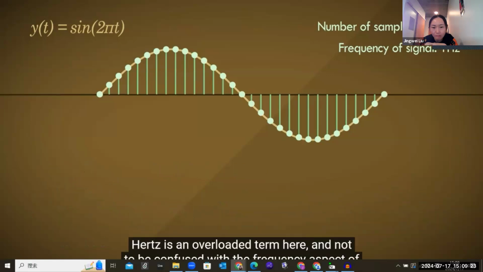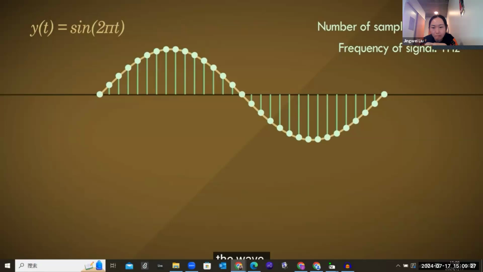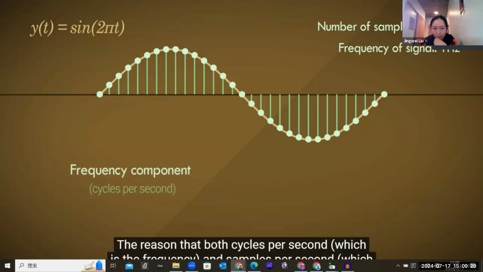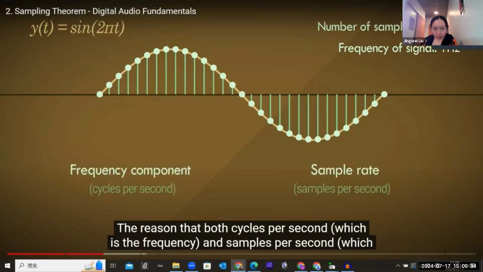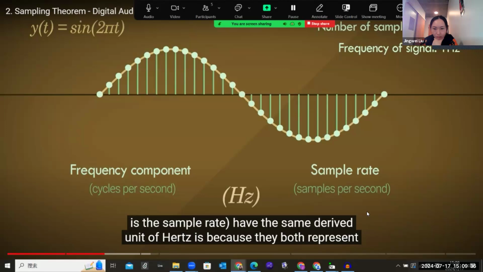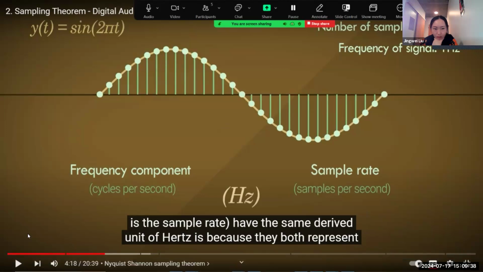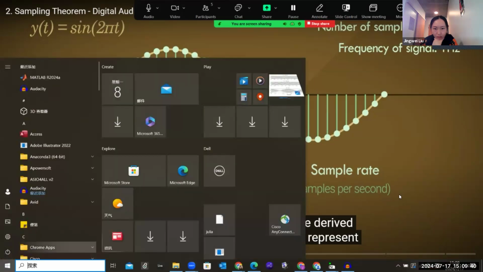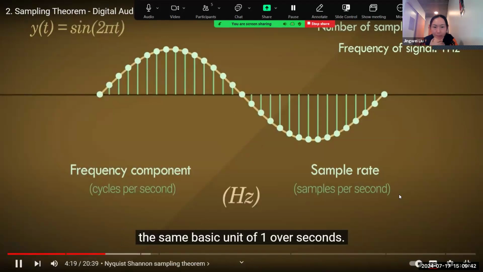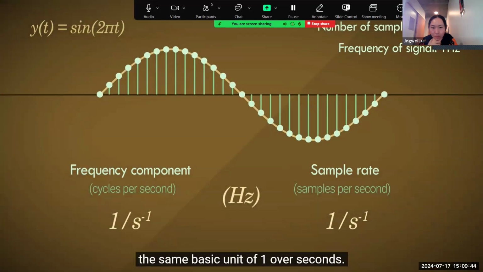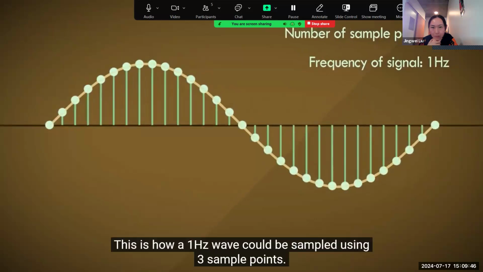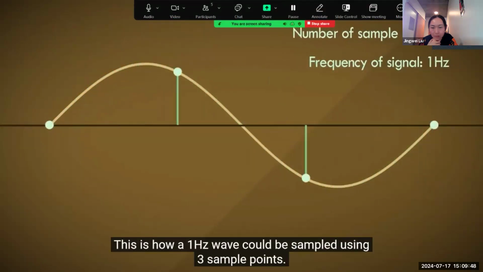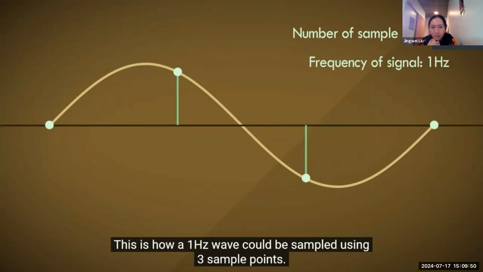Hertz is an overloaded term here, and not to be confused with the frequency aspect of the wave. The reason that both cycles per second, which is the frequency, and samples per second, which is the sample rate, have the same derived unit of Hertz is because they both represent the same basic unit of 1/seconds. This is how a 1 Hz wave could be sampled using 3 sample points.